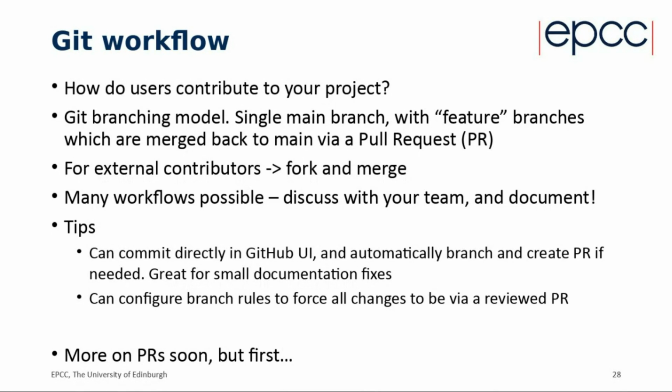Some tips there. You can actually do commits directly in the GitHub user interface. So if you just want to quickly fix up a bit of documentation, you don't even need to open the command line, which is great. When you do this commit, it will automatically open a pull request, so there's minimal effort involved. Another thing that I quite like for certain projects is you can configure rules that block direct commits to a certain branch and force the review process to happen.